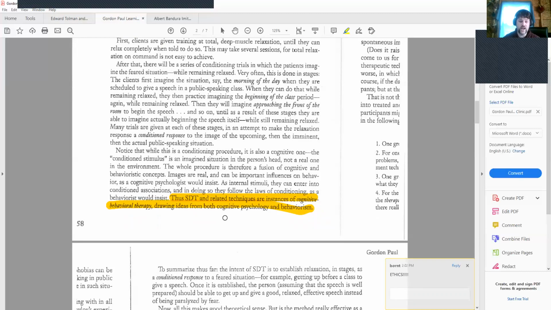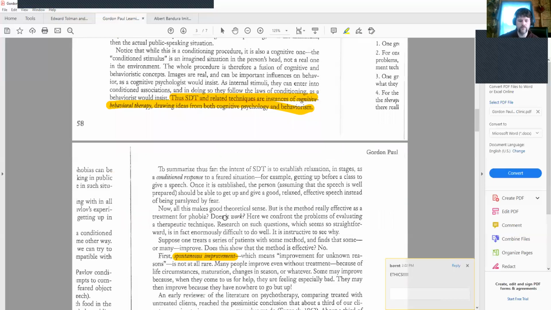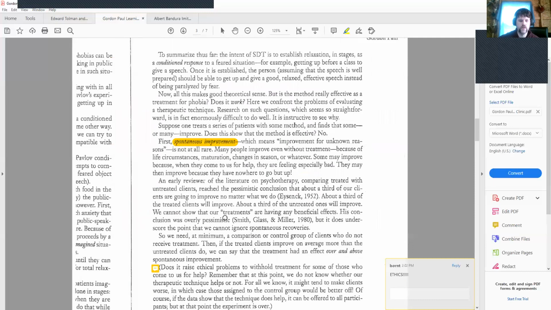So CBT, cognitive behavioral therapy, is extremely important in psychology. It's not just here in public speaking, it's also used to treat people with depression and anxiety, and it's incredibly useful therapy technique that's kind of like the main one that's being used today. So in many ways, Gordon Paul was a pioneer of this.